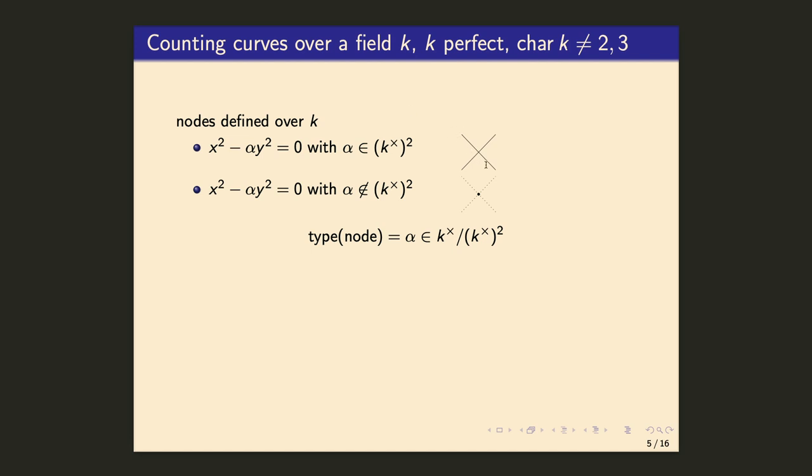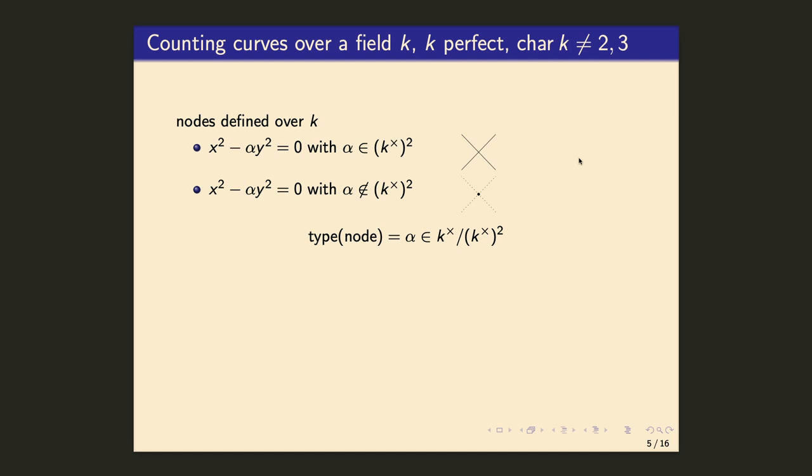If the node is split, like here in the first picture, then I can write the equation as x squared minus alpha y squared, where alpha is a square. And if it's non-split, then I can write it as x squared minus alpha y squared, where alpha is not a square. So now I call the type of a node this alpha in the set units of k mod units of k squared. So there could be more than one type of non-split nodes. There's only one type of split nodes, but there could be more than one type of non-split nodes.